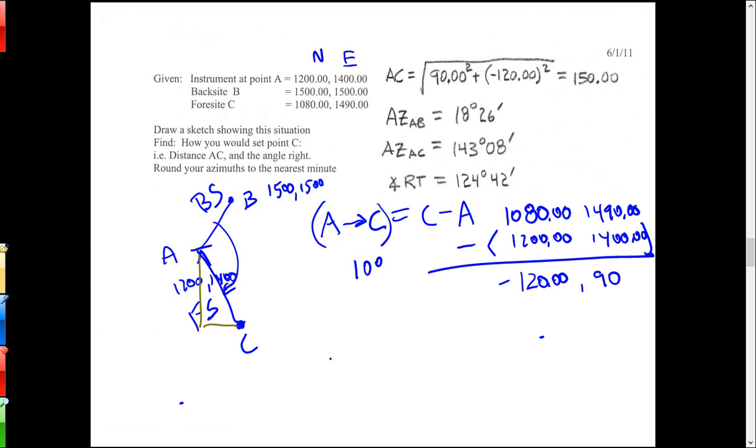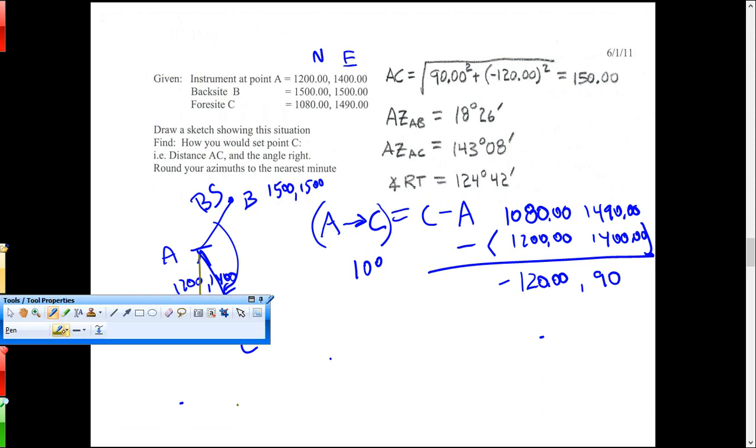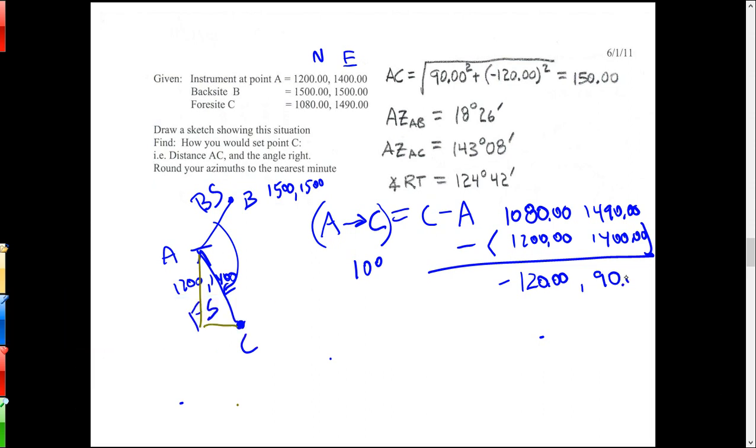Now, once you've got those numbers, the rest of the stuff's right on the formula sheet. So to get the distance, you just take the square root of the sum of the squares. So that's how far you're going to shoot from A to get to C.